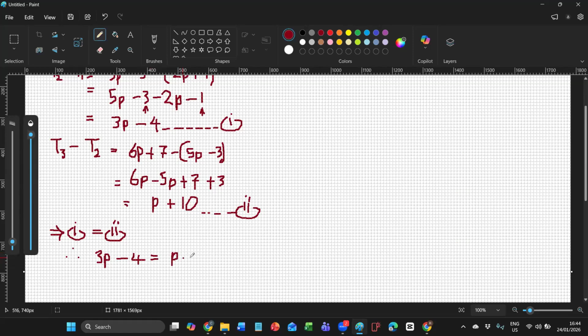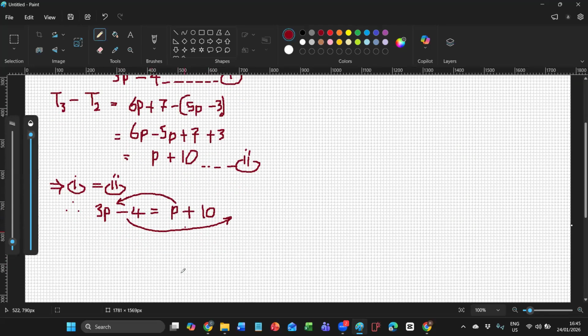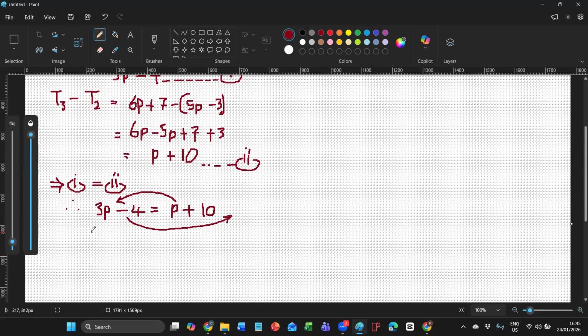So you know what happens next? We just collect like terms. Where do you think P should move to? The 3P should move to one side, and the P, and then this guy comes to this side, right? So this will be 3P minus P equals 10 plus 4.